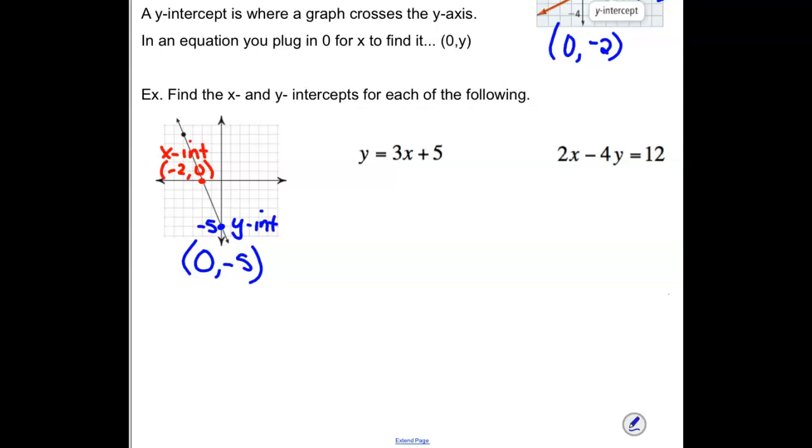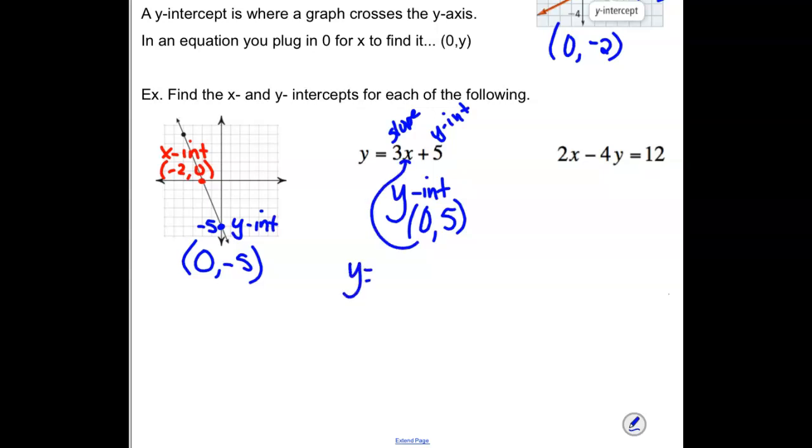Our second example is not graphed. It is in slope-intercept form. So remember, this is our slope, this is our y-intercept. So right away we already know the answer to a y-intercept. It's 0, 5. Now, if you didn't remember that, y-intercept is the value we get when we plug a 0 in for x. So if we put a 0 in here, you would get that 5 out for an answer.